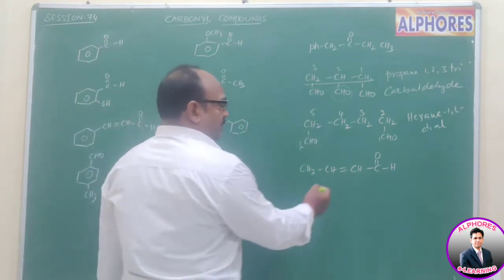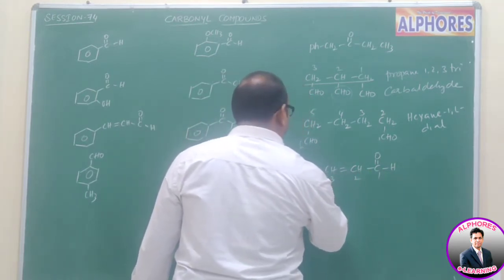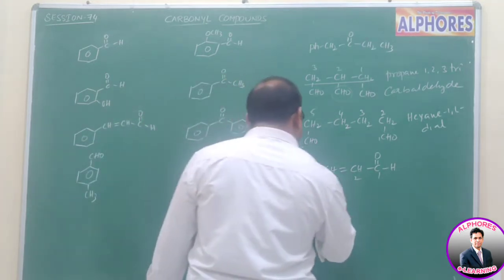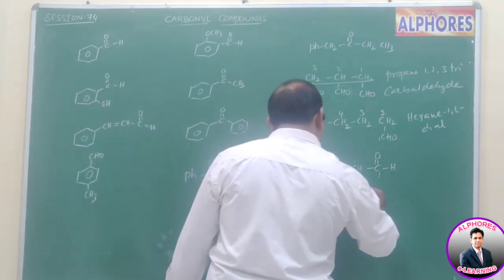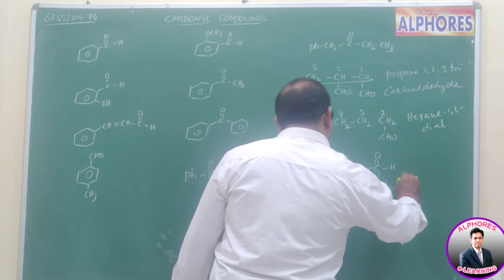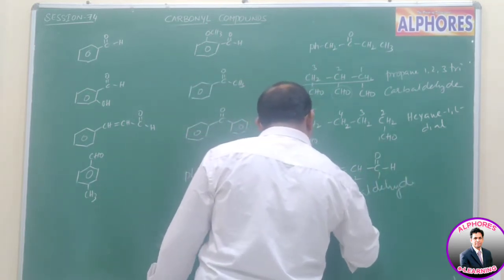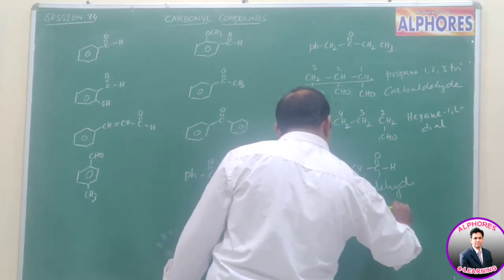And this one, see 1, 2, 3, 4. Its common name is crotonaldehyde. Its common name is crotonaldehyde. And its IUPAC name is, 1, 2, 3, 4, 4 carbons, but-2-enal.